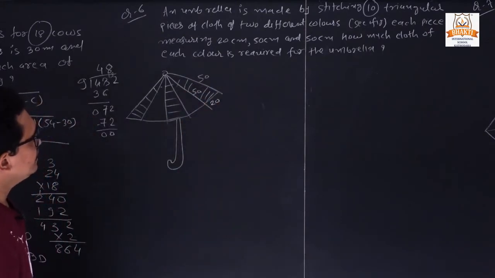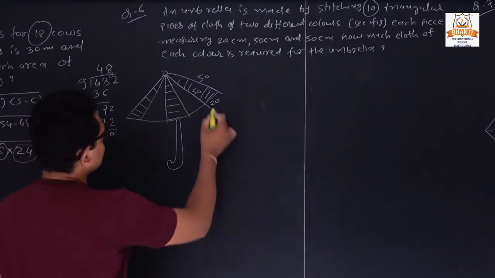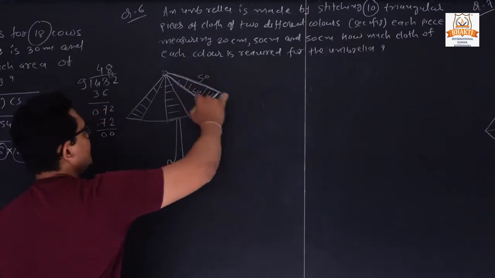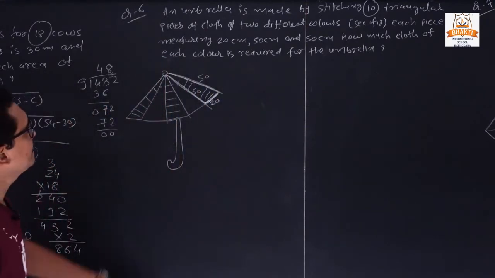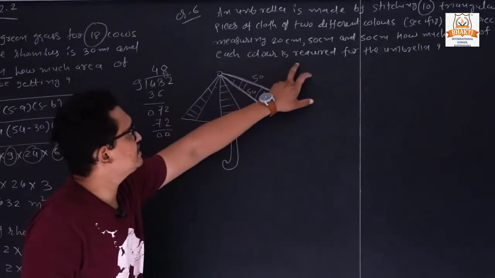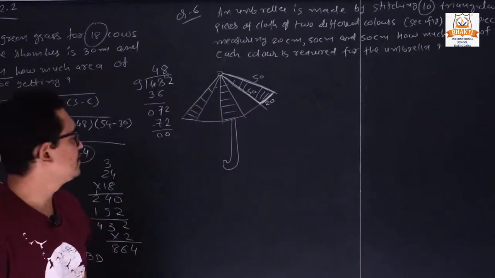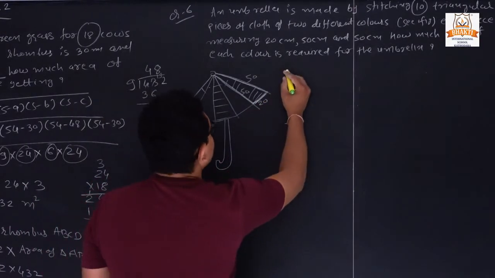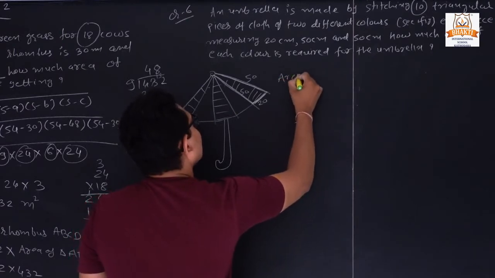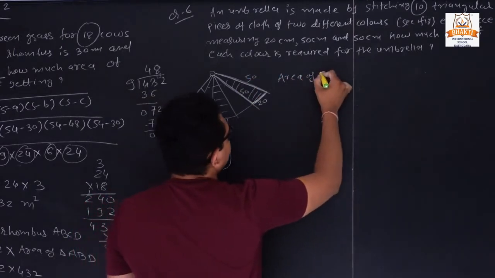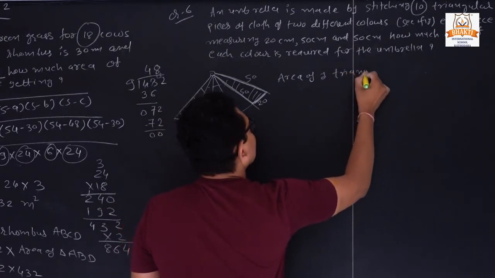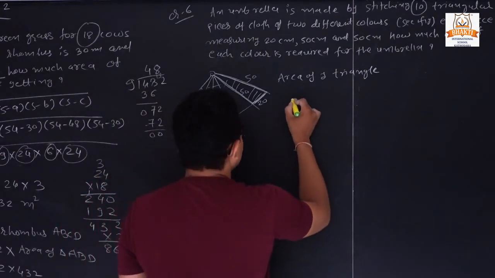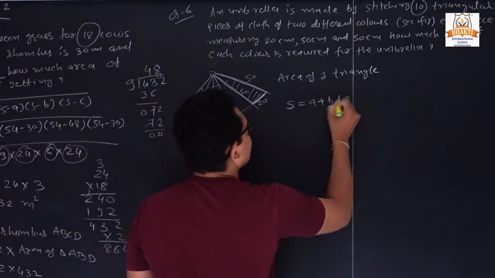Next, each piece is measuring 20, 50, 50. So this side is 20, this side is 50, this is also 50. So we have the measurements of the triangle. So how much cloth of each color is required for the umbrella? So for that we can start like this. First of all, area of one triangle. So first of all we can find S, the semi-perimeter.